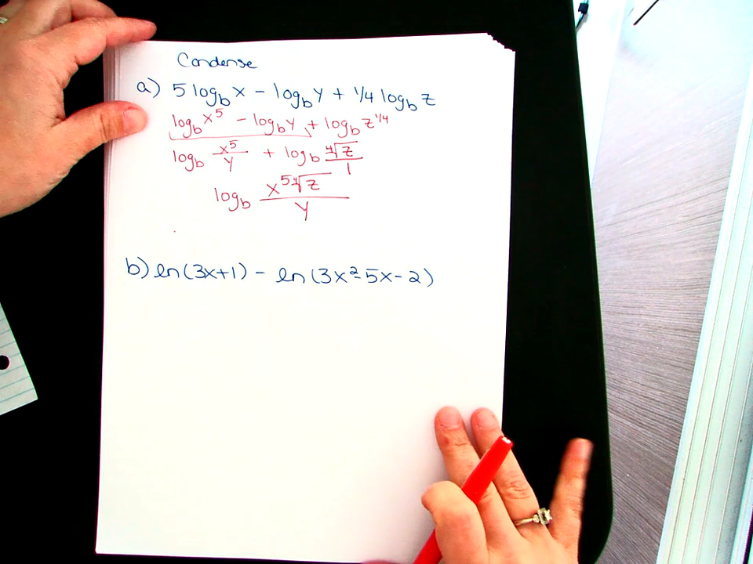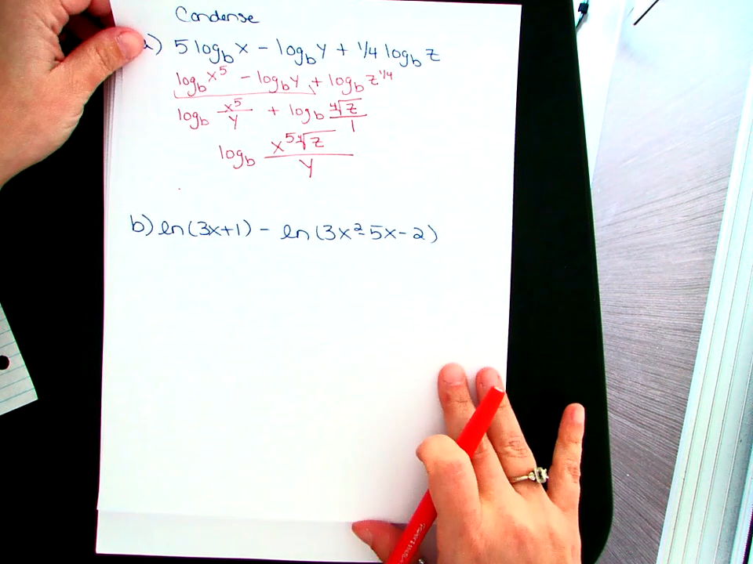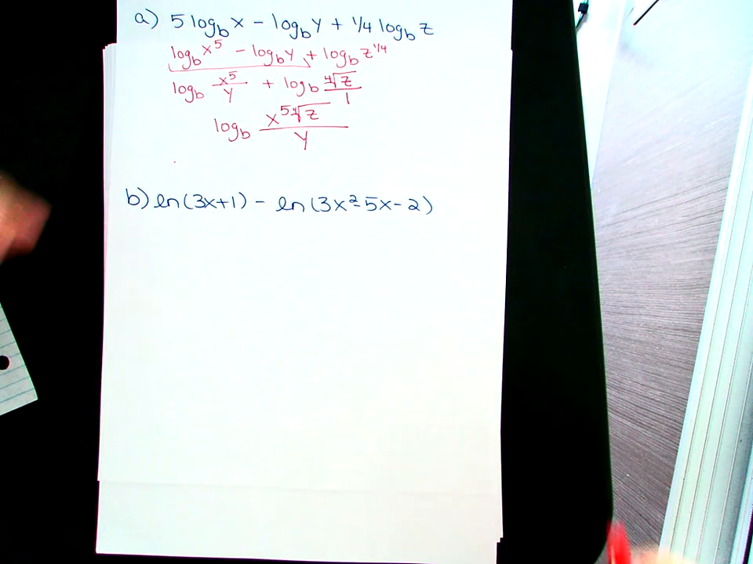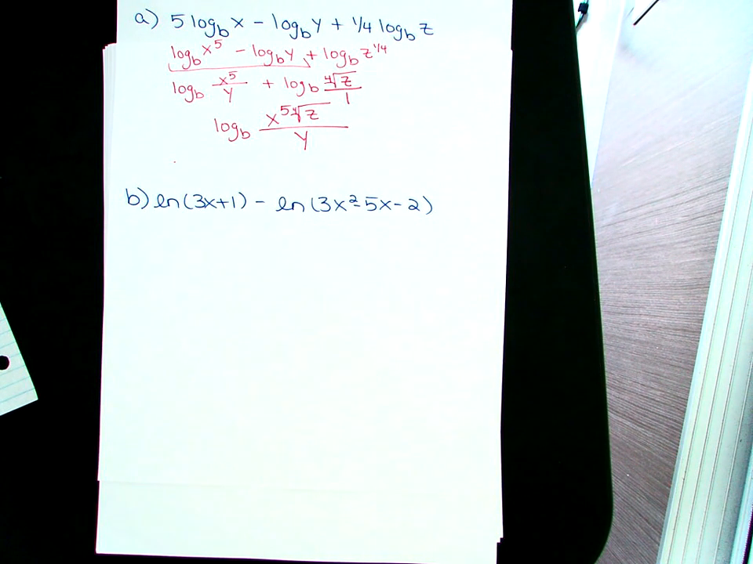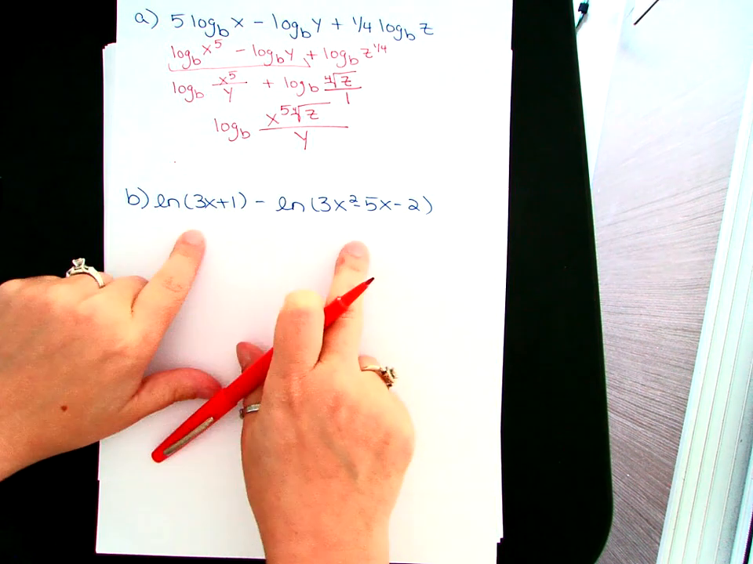Okay. Let's do another one. ln of 3x plus 1, minus ln of 3x squared minus 5x minus 2. So I only have 2 logs at play here, and they're both natural logs, so I can combine them. Since it's subtraction, I'm going to use which of our rules? Product, quotient, or power? Quotient. So I can combine these bad boys into one fraction.